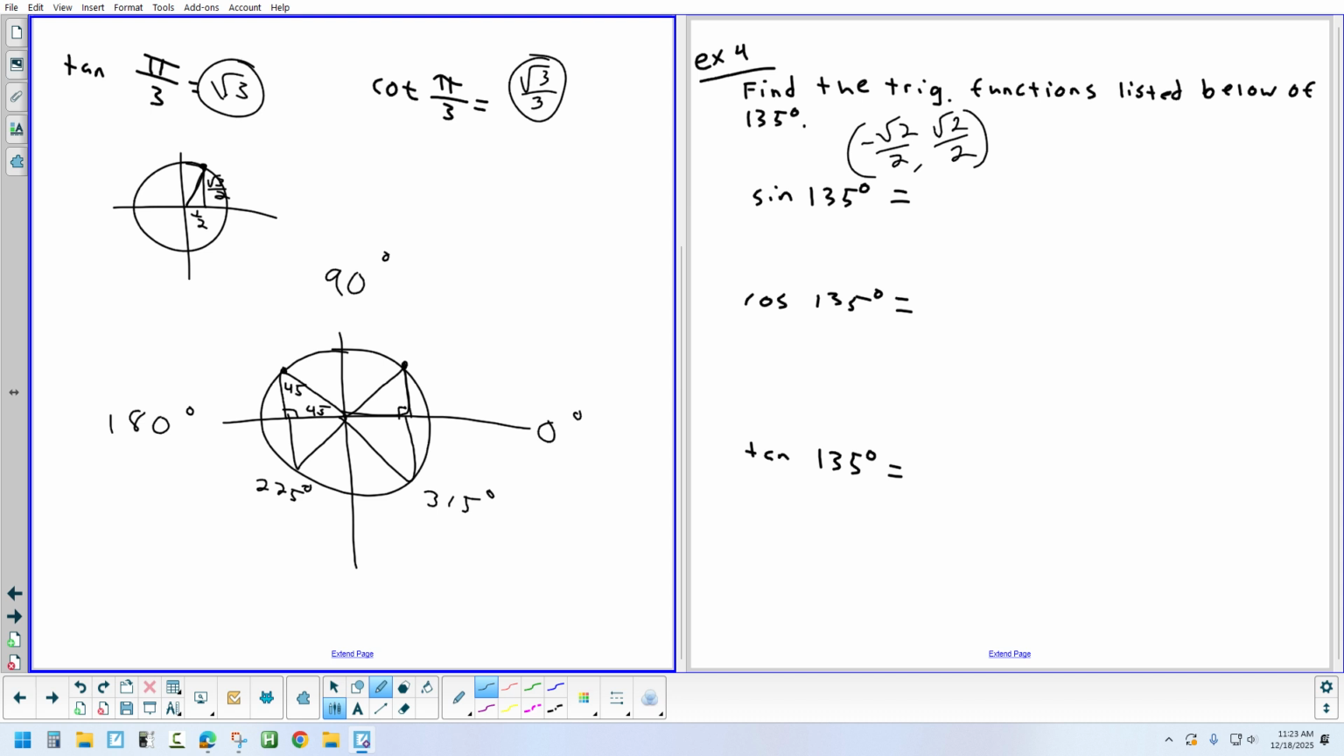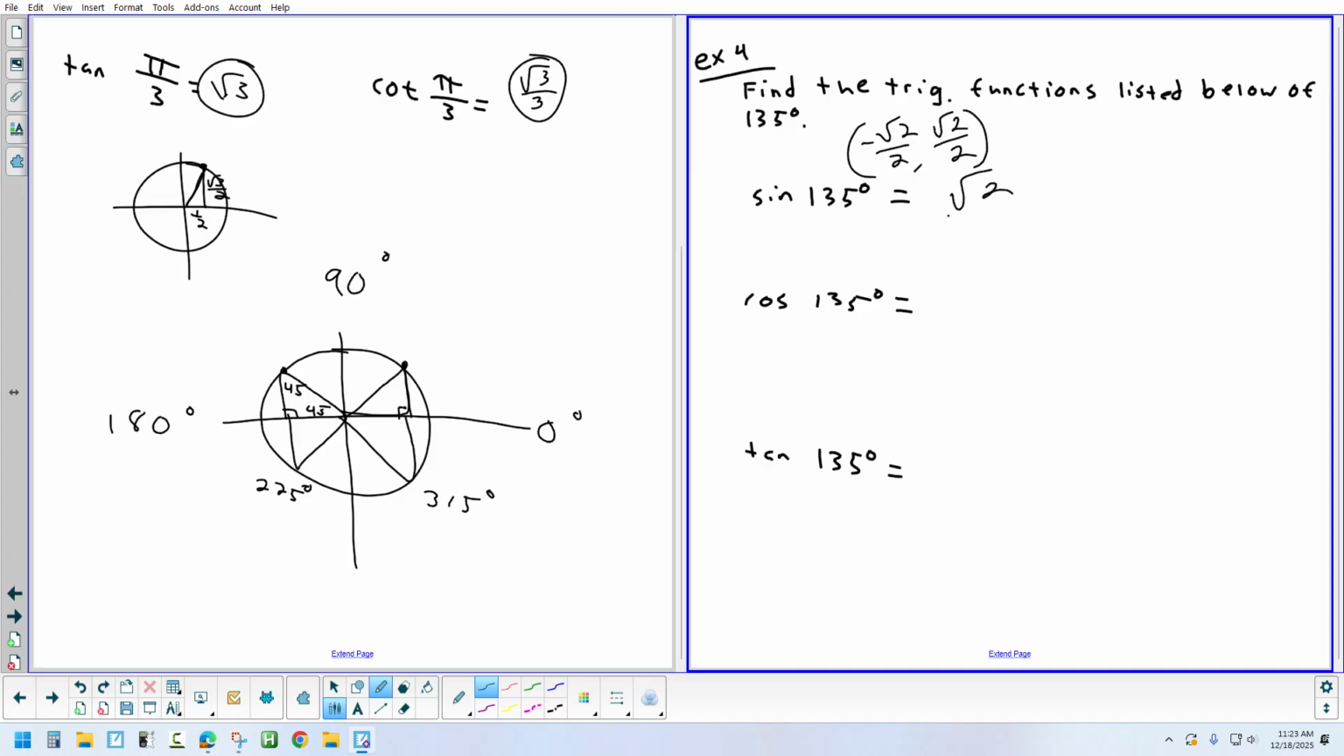Square root of 2 over 2. What about the cosine of 135? Negative square root of 2 over 2. And what about the tangent of 135? Yep, negative 1. So I didn't do all 6 trig functions. I only did 3. But as we start to do them, I'm not gonna keep doing all 6. Any questions on that?